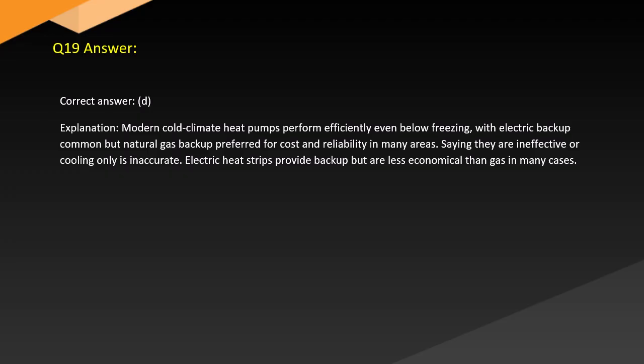Answer. Correct answer: D. Explanation. Modern cold climate heat pumps perform efficiently even below freezing, with electric backup common but natural gas backup preferred for cost and reliability in many areas. Saying they are ineffective or cooling only is inaccurate. Electric heat strips provide backup but are less economical than gas in many cases.